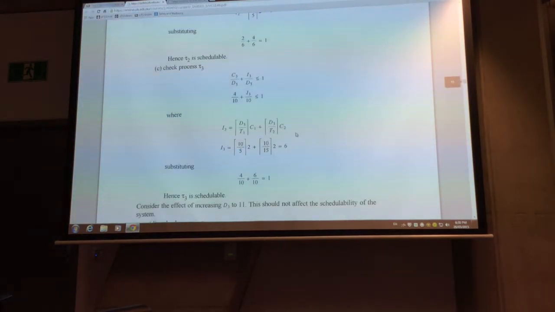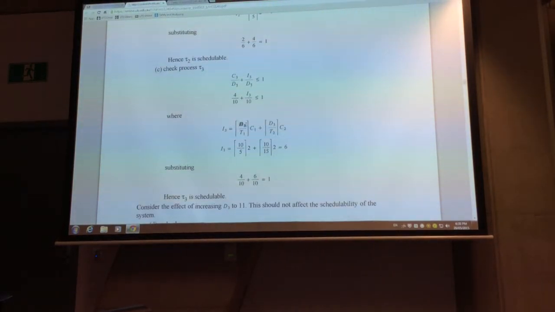There's our expression for the interference factor for task 3. The deadline for task 3 over the period of task 1, I'll take the ceiling of that, multiplied by the execution time for task 1. And the deadline for the task in question again divided by the period for task 2. Take the ceiling of that, multiplied by the computation time for task 2.